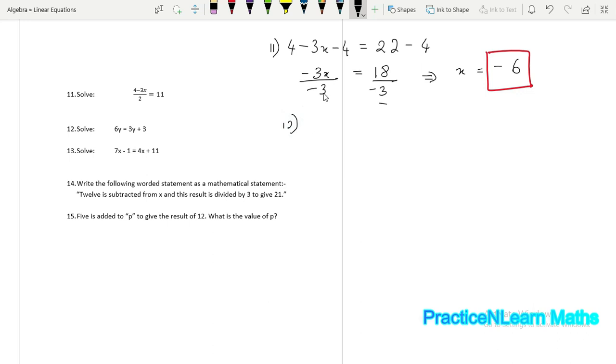Now 6y is equal to 3y plus 3. We subtract 3y from both sides. 6y minus 3y is equal to 3y plus 3 minus 3y. So this and this get cancelled out. We get 3y is equal to 3. Divide both sides by 3. We get y is equal to 1. That's the answer.